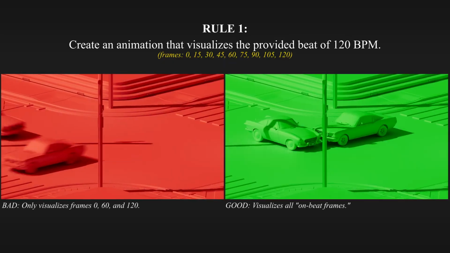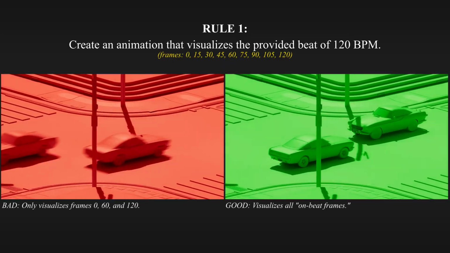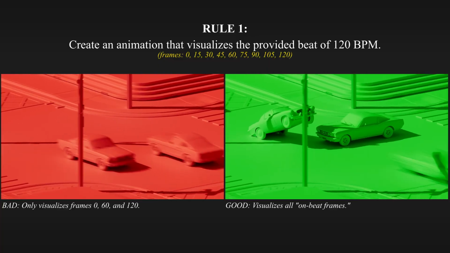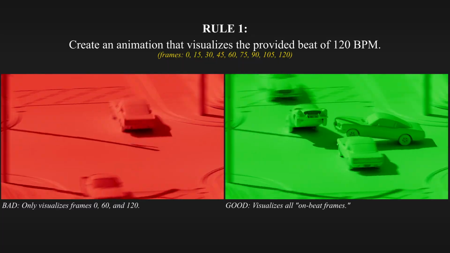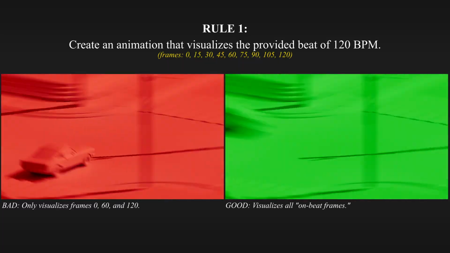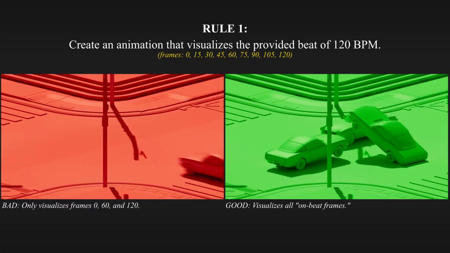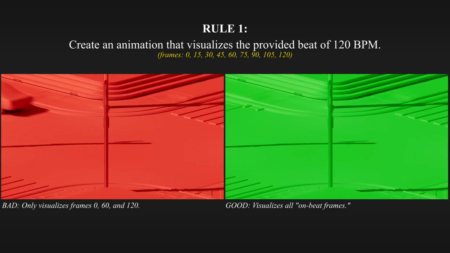So the first one says, create an animation that visualizes the provided beat of 120 beats per minute. First, let's make sure we're visualizing the beat, and it's up to you guys to find the cool and creative ways to do so. The video on the right does a great job of this. The one on the left, not so much.